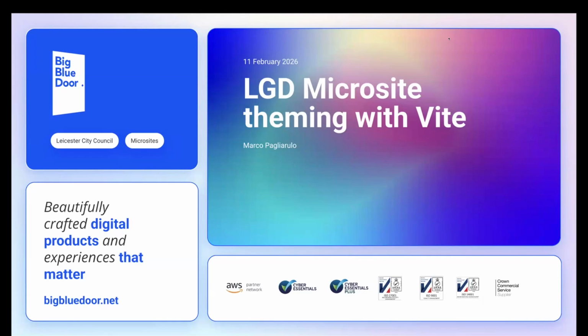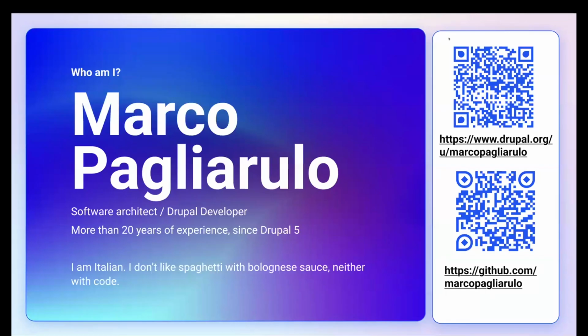Hello everyone. Today I'm going to show you how at Big Blue Door we implemented LGD Microsite theming using Vite as a builder tool. It was for a project that is still in progress, actually, for a later City Council microsite project.